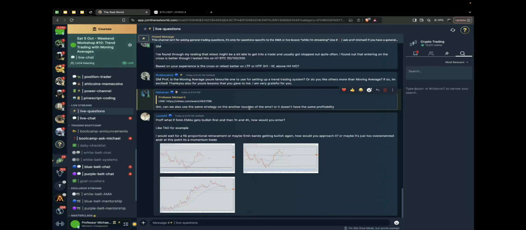Robin, GM, is the moving average your favorite one to use for setting up a trend trading system? Or do you like others more than moving average? So I'm excited. Yeah, EMA, for me, EMAs is trend trading. Yeah. Natanan, can we use the same strategy on other touches of the EMA? It doesn't have the same profitability.